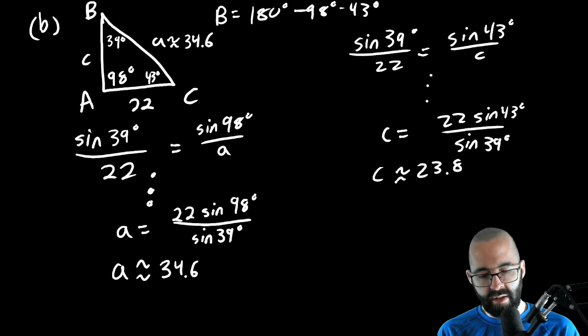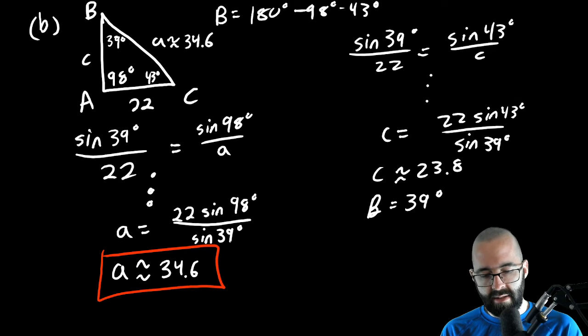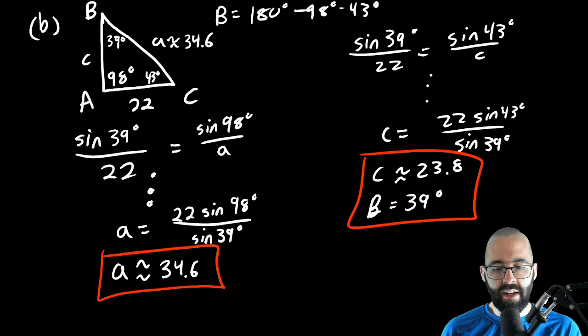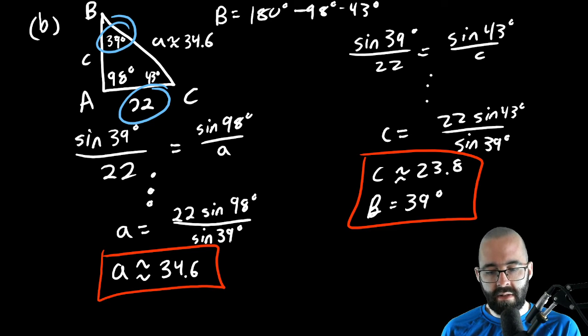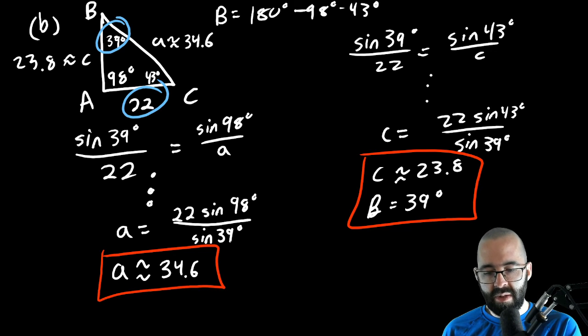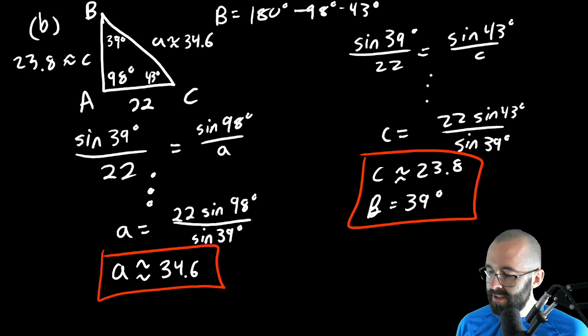And again, another way of expressing your answer would be to say that beta is 39 degrees. A is this, B is that, and C is that. Another way of expressing your answer. And again, let's do that gut check. Smallest angle, is this the smallest side? Oh, let's write down what C is. 23.8. Smallest angle? Yep, smallest side. Biggest angle? Biggest side. Good. Those ratios should work like that. All right, and that's this video.